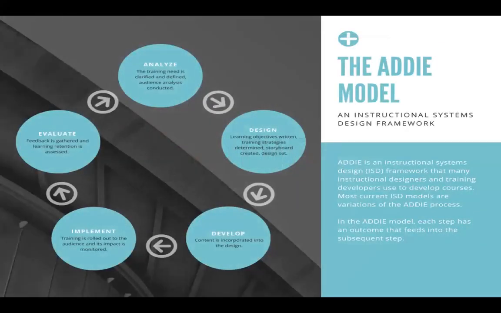You can see we have different phases for this. The first one is analyze, design, develop, implement, and evaluate. These are basically the phases of implementing anything. So we are going to follow this instructional design model. Let's have a look at how it works and what these phases actually mean.